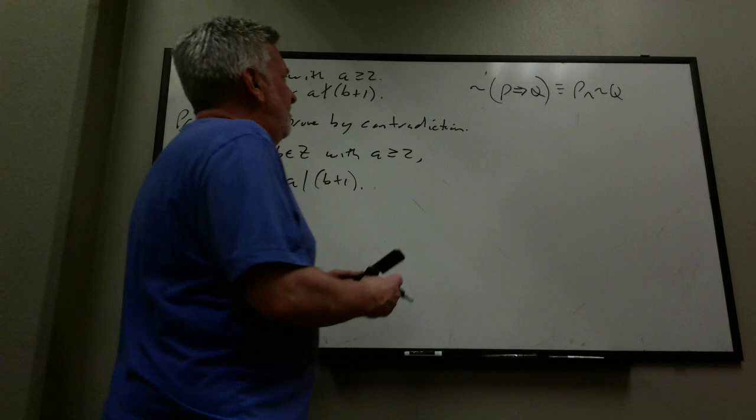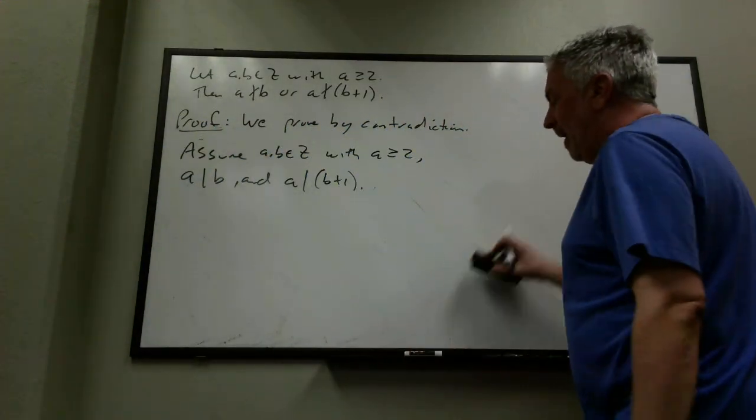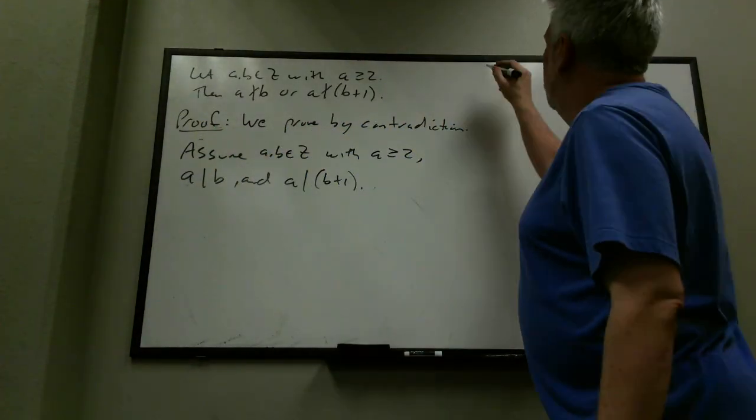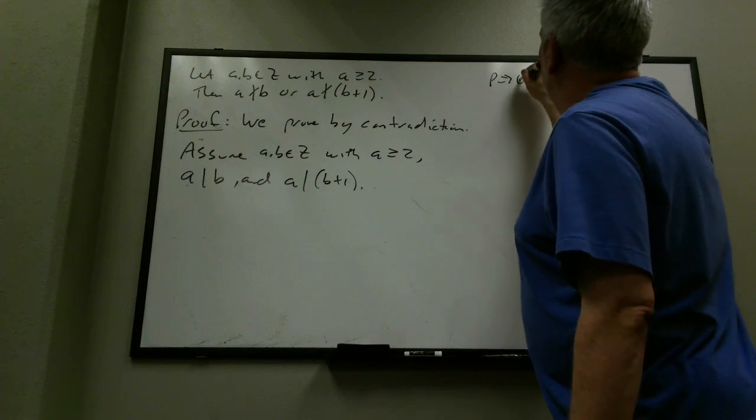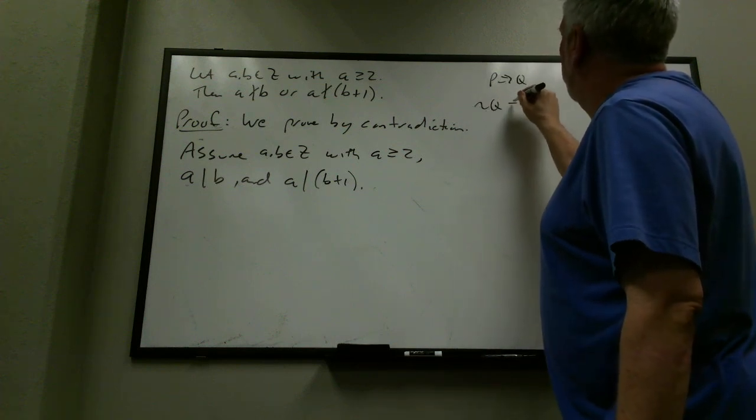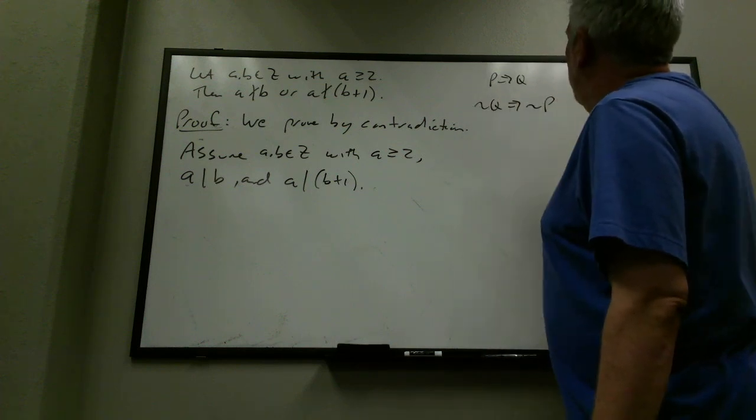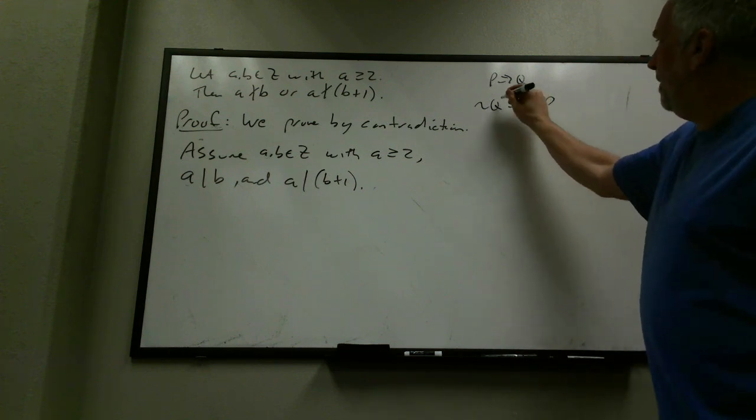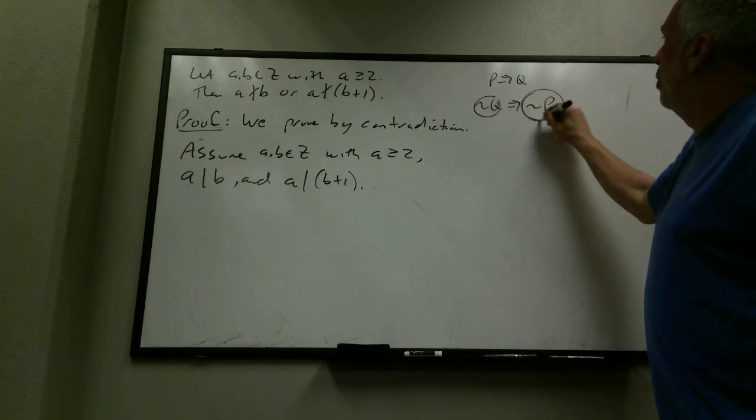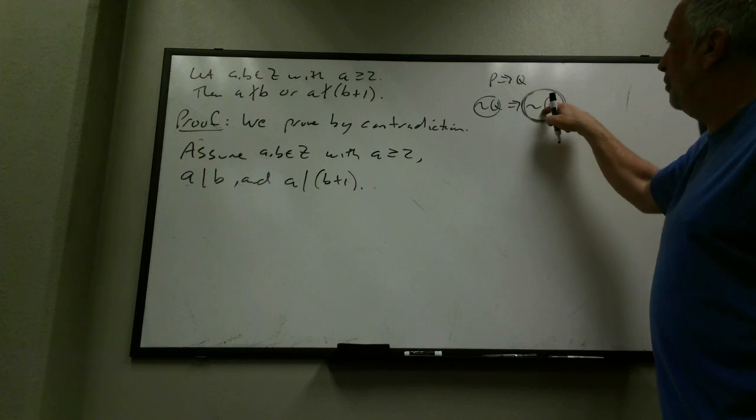Now, what's one advantage of proof by contrapositive, right? So if you were trying to show if P then Q, with contrapositive, what do you do? You assume not Q, and you show not P, right? So with contrapositive, you know what you're trying to show. You're trying to show not P.